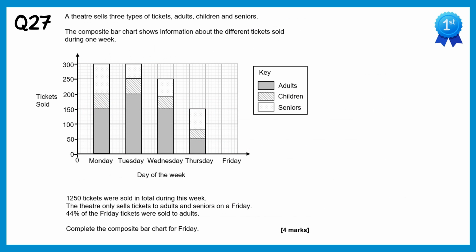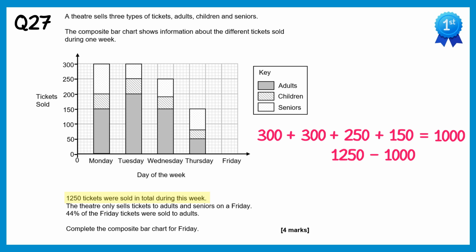In this question, we're told that 1,250 tickets were sold during this week. So let's add up the tickets we can already see. Monday was 300, Tuesday was 300, Wednesday was 250, and Thursday was 150. In total, this makes 1,000 tickets. If the total is 1,250, we can subtract 1,000 from this to find out that Friday had 250 tickets.